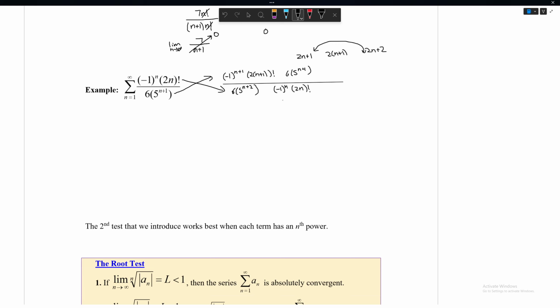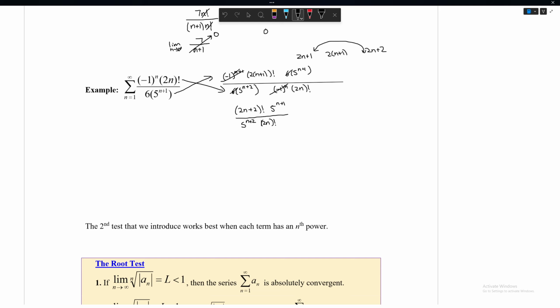Now when I do this, well, what cancels out? Let's see. My 6 and my 6 cancel out. This and this cancel out. I get negative 1. I'm taking the absolute value, so the whole thing goes out now. So let me rewrite. I'm going to FOIL my 2n. So I'll get 2n plus 2 whole factorial, 5 to the n plus 1, right? All over 5 to the n plus 2. And I got 2n factorial.